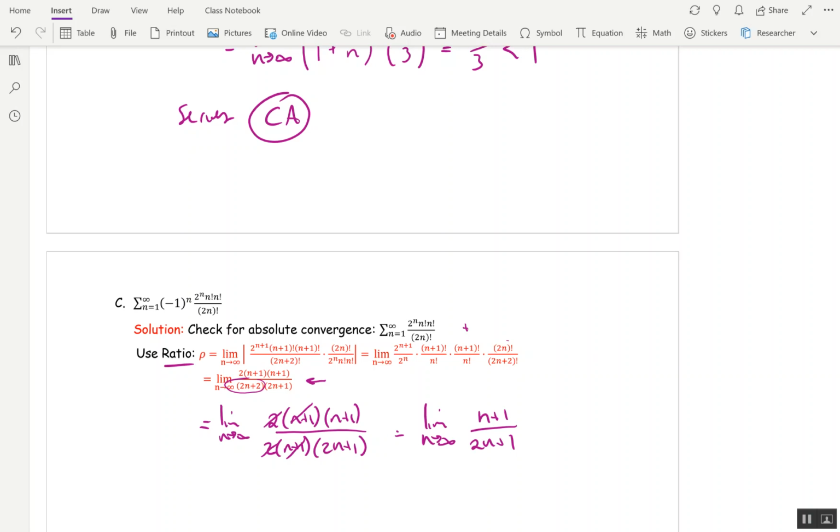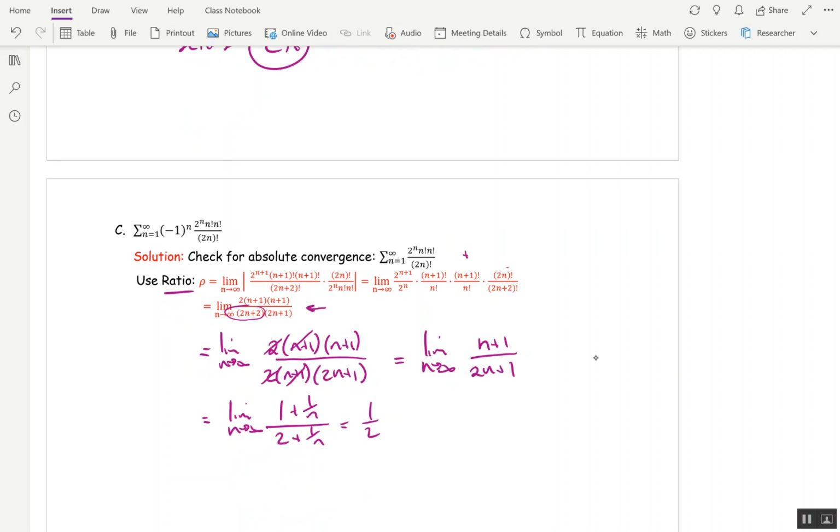Now I just have to divide top and bottom by n, and it's a little quicker. Limit as n goes to infinity of 1 plus 1 over n over 2 plus 1 over n, which is a half. A half is less than 1. So the series converges absolutely, and once again, there's nothing more to show. You don't have to do anything.